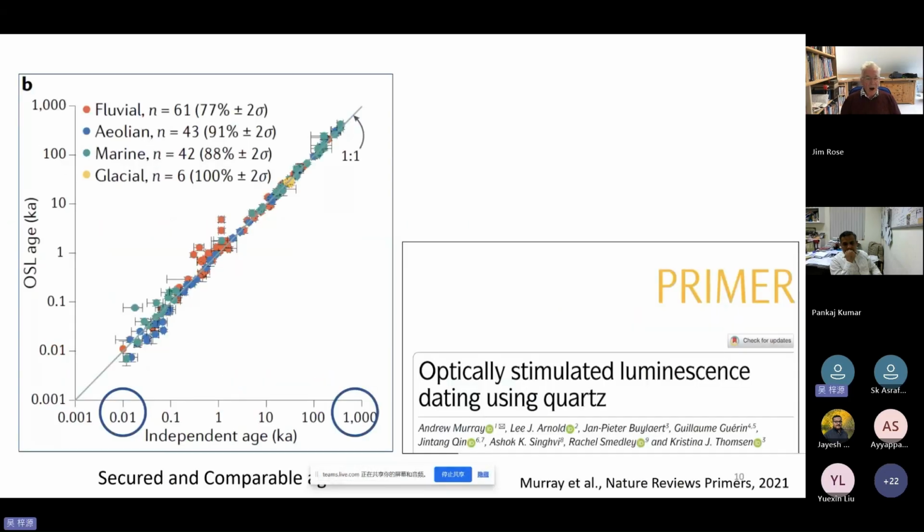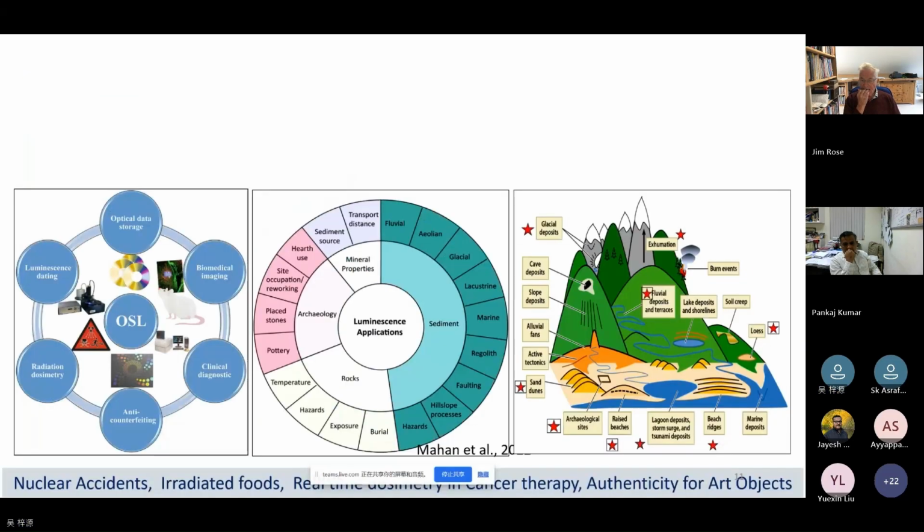If you look at the technique, this was a comparison we did a few years ago, and it shows that from about 10 years to a few 100,000 years, we are able to match with whatever standard controls were available. And I recommend that you look at this article led by Andrew Murray for more information. But we believe that we have more than established the method for routine uses.